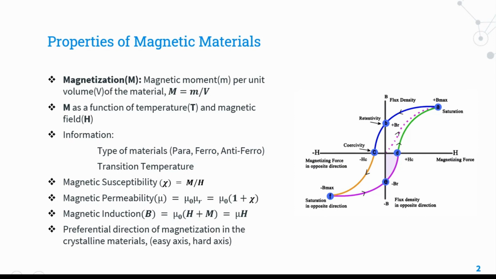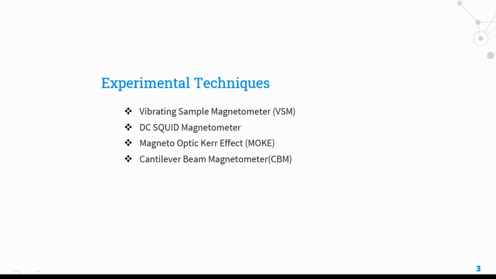So to measure these properties of magnetic material, there are lots of techniques in the market. I will talk about two basic techniques: the vibrating sample magnetometer (VSM) and the DC SQUID magnetometer. I will talk about these two. So let's start with the vibrating sample magnetometer.